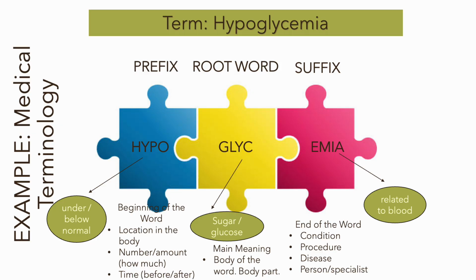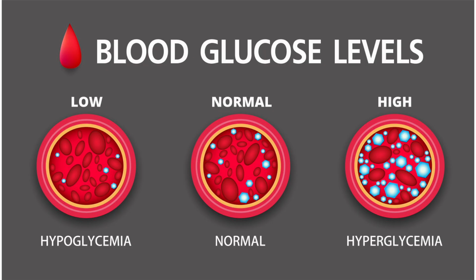So low blood sugar. Someone is coming in because they have a low blood sugar count. And this is what blood glucose levels look like. If it's low, there's not as many blue particles. If it's normal, you see some blue particles, but if it's high, that means you see all these blue particles.